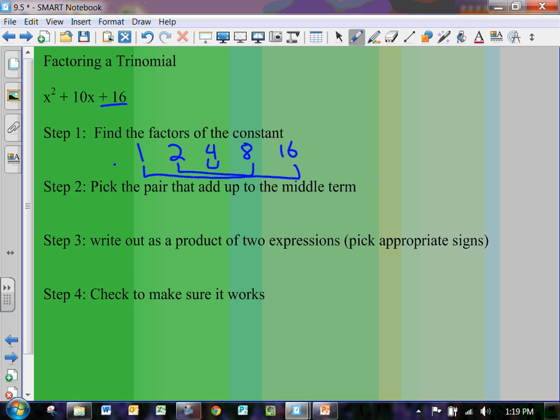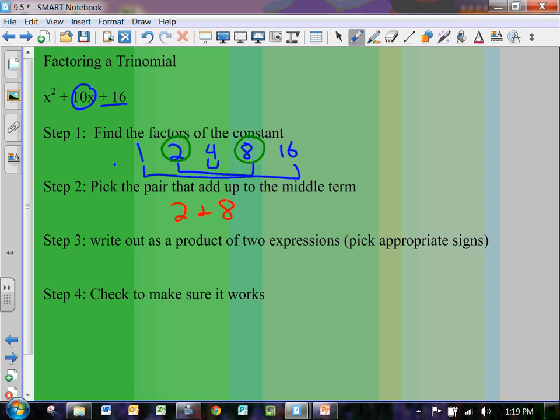Picking out those constants. The next piece is to pick a pair that adds up to the middle term. So our middle term is 10x. So we have to pick 2 of these that add up to 10. And in this case, 1 and 16 is 17, so that doesn't work. 2 and 8 add up to 10, so that's the ones we're going to use. So we're going to use 2, and we're going to use 8. So we're choosing 2 and 8.